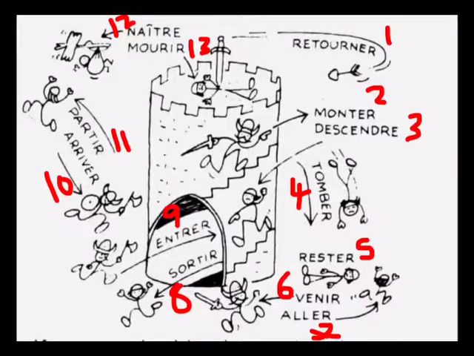Hopefully now you've found and written down the translations for most, if not all, of the verbs. Let's just quickly check. If we start with number 1, retourner, that means to return. 2, monter is to go up. Descendre, number 3, is to go down. 4, tomber is to fall. 5, rester is to stay. 6, venir is to come. 7, aller is to go. 8, sortir is to go out. 9, entrer is to enter. 10, arriver is to arrive. 11, partir is to leave. 12, naître is to be born. And 13, mourir is to die.